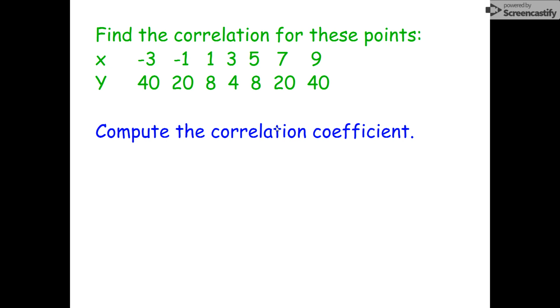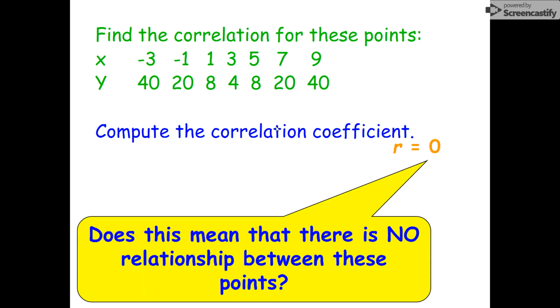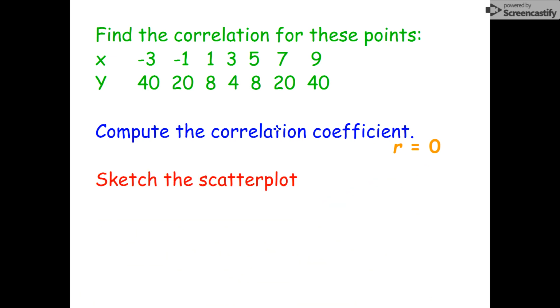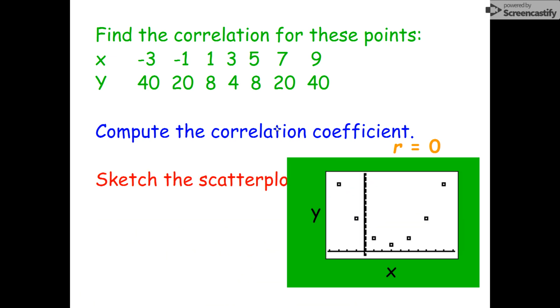Okay, so that should have been enough time. So the correlation coefficient you should have gotten is 0. There's no correlation between those values. Okay, so does that necessarily mean that there's no relationship? No. If you actually hit zoom 9 on your calculator screen, you will see that it actually has a parabolic relationship, a quadratic relationship, but it's just not a linear relationship, which is the only one that we're interested in for this unit.